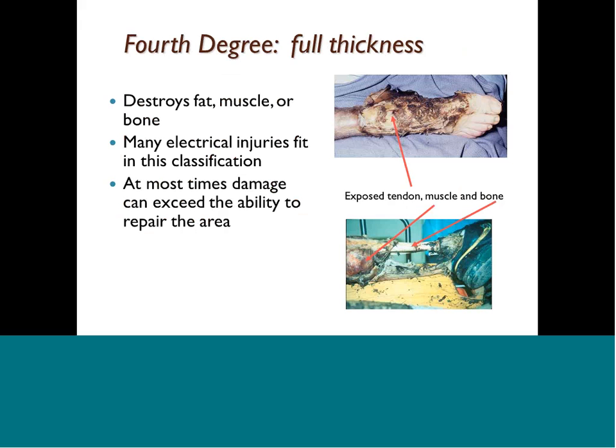And then there's a 4th degree burn. It's considered a full thickness burn. What this does is it goes down into where the fat, muscle, or bone is and destroys those areas. Many electrical injuries fit into this classification. You can see tendons, muscles, and bones at times. And at most times, damage can exceed the ability to repair the area, where they may need to have that foot, leg, hand, or so amputated.